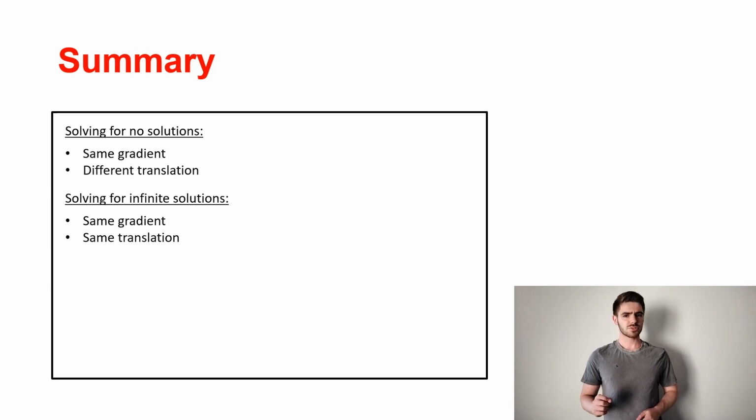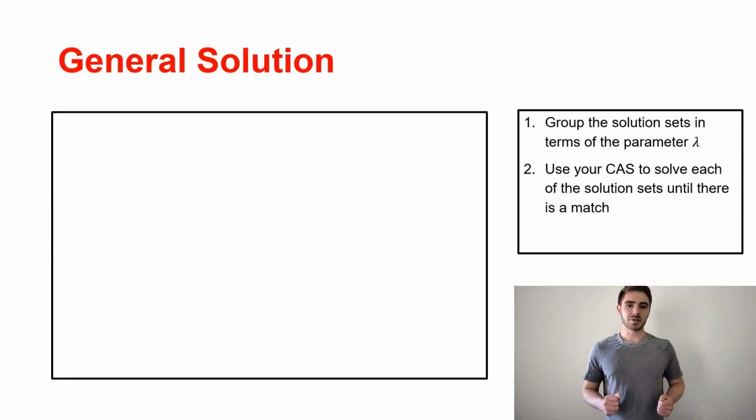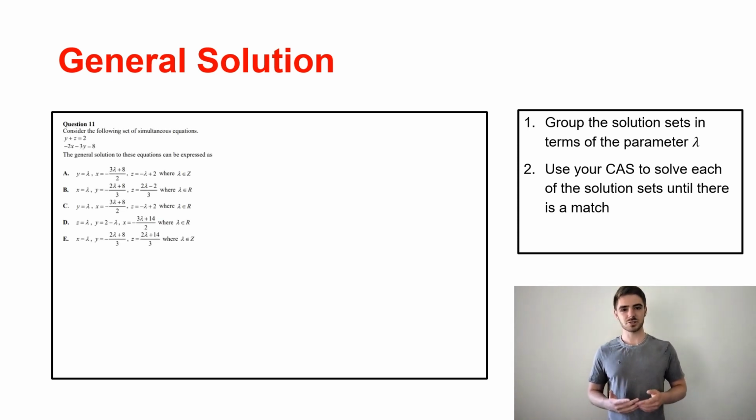And lastly, if you just want to find one solution, then all you have to do is find where the gradients are different. The last thing you might be asked to do in your exam is to find the general solution to a set of simultaneous equations. This will usually be given to you as a tech-active multi-choice question like this one is here.